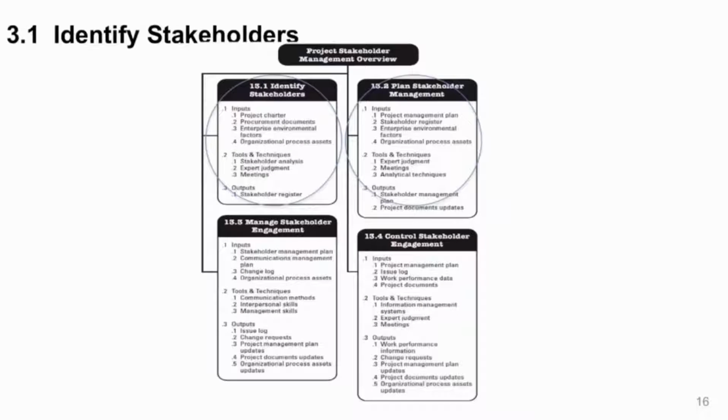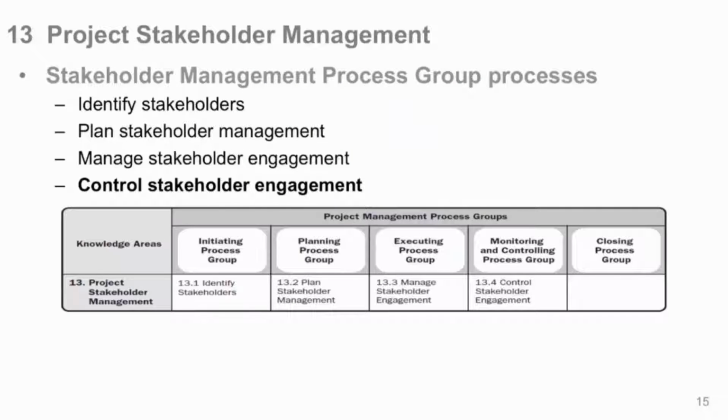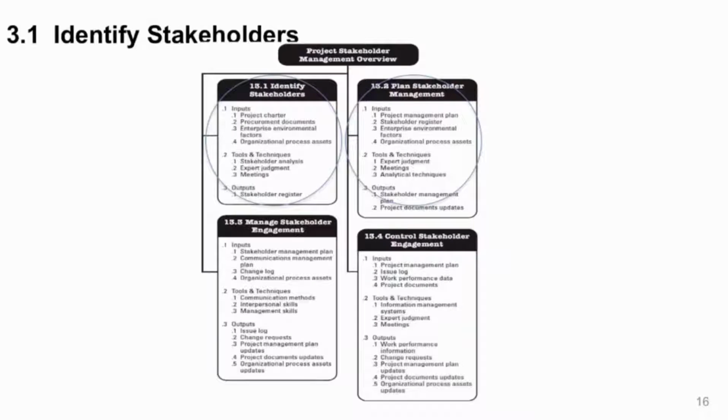So from now on, for the rest of our knowledge areas, you'll see this kind of presentation. We'll be showing you how that one knowledge area maps out, and then we're going to show you the knowledge area overview. In this instance, it's the stakeholder management overview, and it shows all of the processes. So here are your 4 processes. In this module 6, we're going to look at 13.1 and 13.2 in detail.